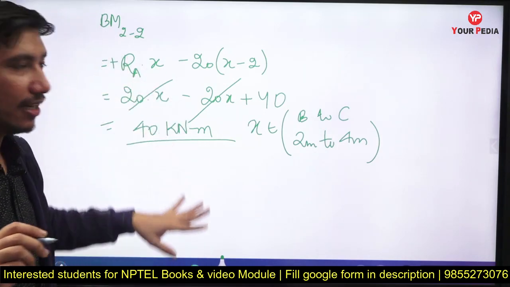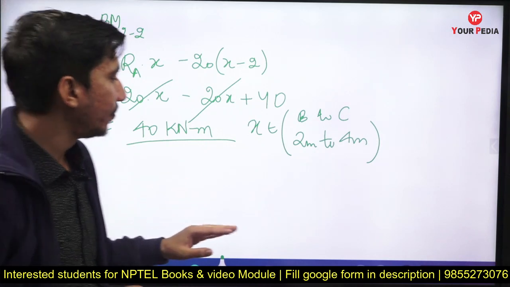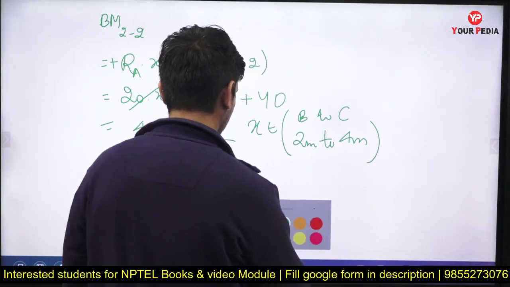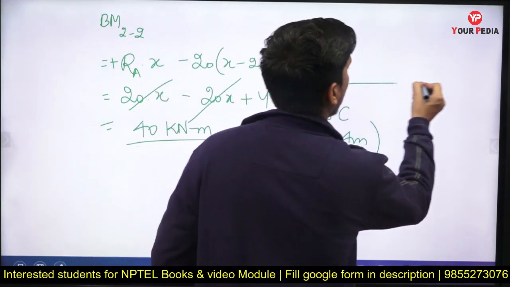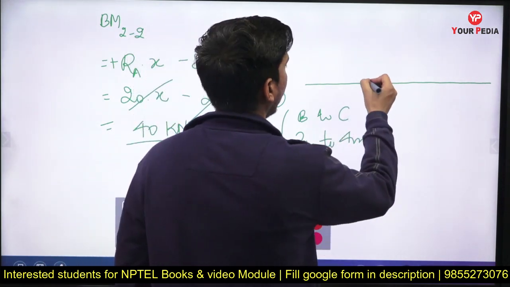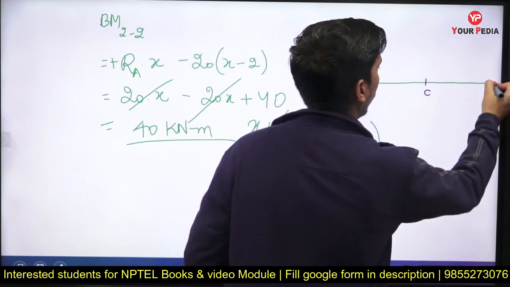So from these three equations, I can now draw the bending moment diagram. Let me draw the bending moment diagram. What will my bending moment diagram look like? Say this is my span. This is my point B, this is my point C, this is point A, and this is point D.